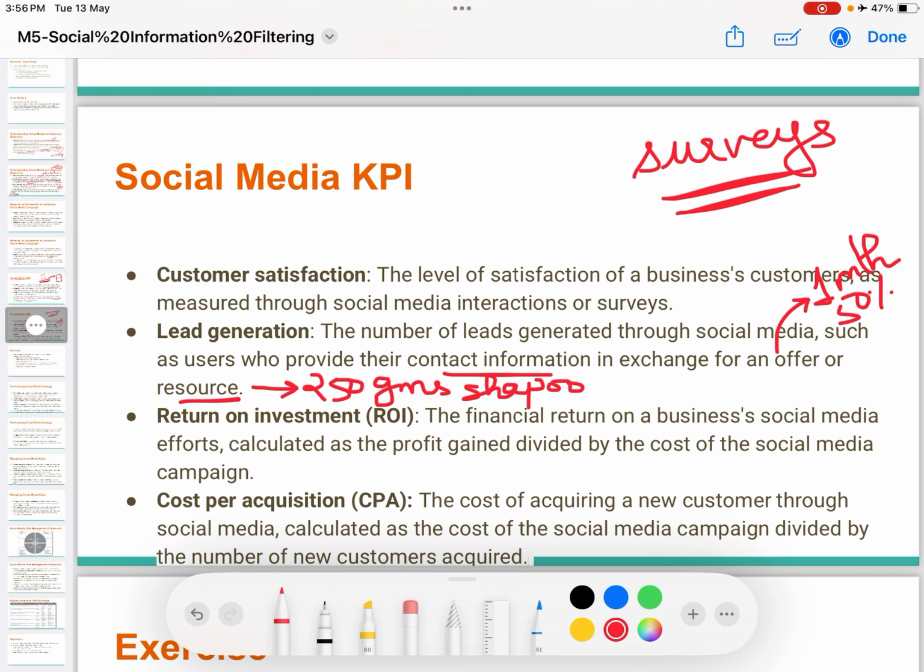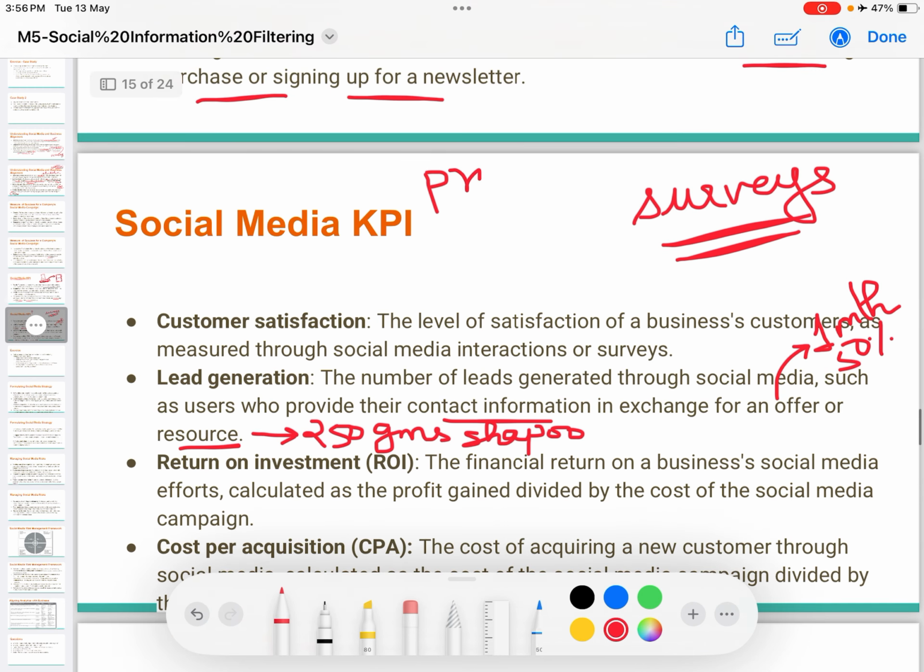Return on investment, ROI. The financial return on a business's social media efforts is calculated as the profit gain divided by the cost of the social media campaign. So return on investment is the profit which I gain throughout the financial year divided by how much I spent on my social media throughout that financial year.